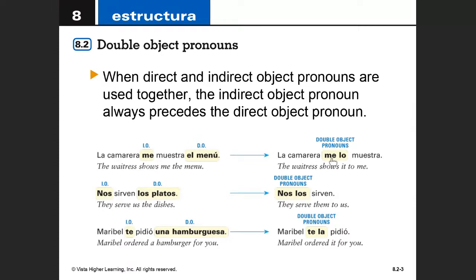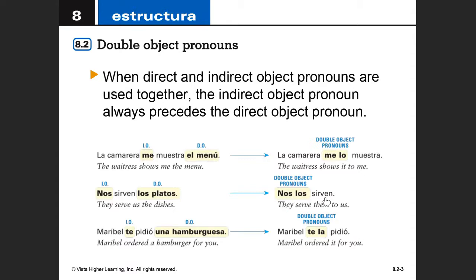La camarera me lo muestra. Me, referring to me. Lo, referring to the menu. She is showing it to me. So in there, I recommend you to have these examples, so take notes of those examples, and then you just follow that pattern. I recommend you as well to use a different color or highlighters or whatever helps you remember that we are going to use these two together before our verb, okay?